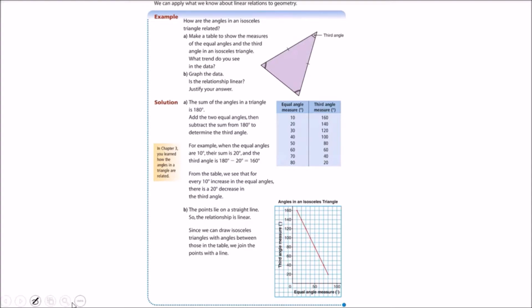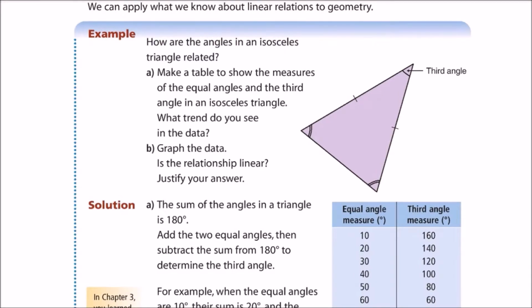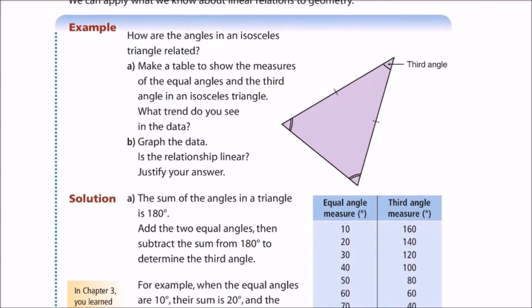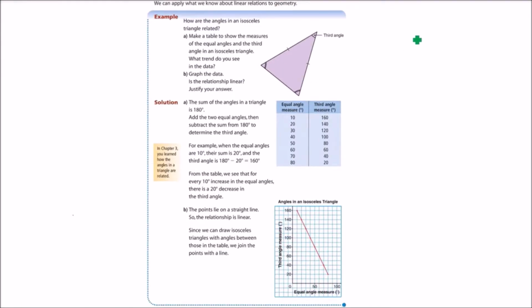So we'll apply this to one of the questions. Now if we consider this question, or you can say example, then how are these angles in an isosceles triangle related? So we'll just make a table. If you are aware of isosceles triangle, this triangle has 2 sides equal. That means these 2 angles are also equal.